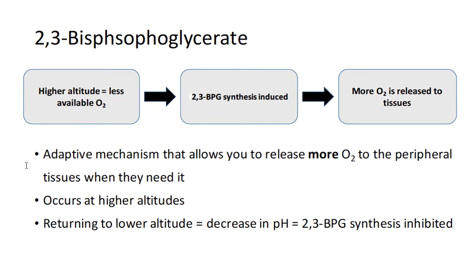We have, at a higher altitude, less oxygen available. So our 2,3-BPG synthesis will be induced, and more oxygen will be released to our peripheral tissues. However, keep in mind that when returning to lower altitudes, there will be a decrease in pH. And when there's a decrease in pH, 2,3-bisphosphoglycerate synthesis will be inhibited.